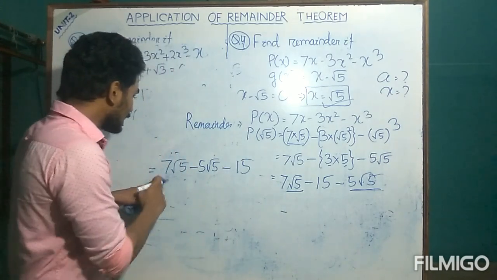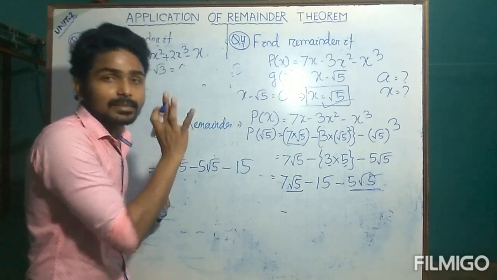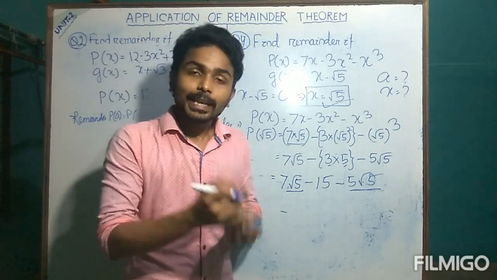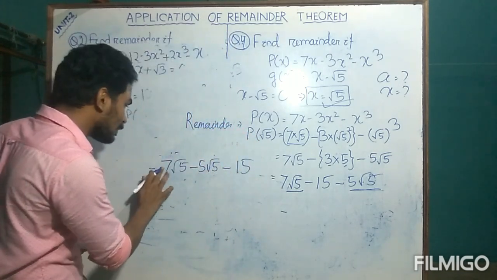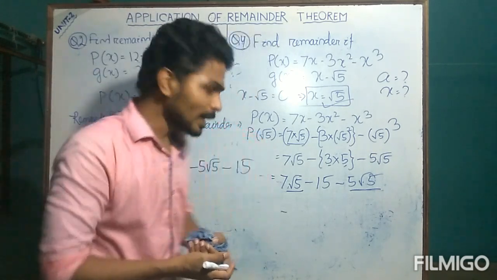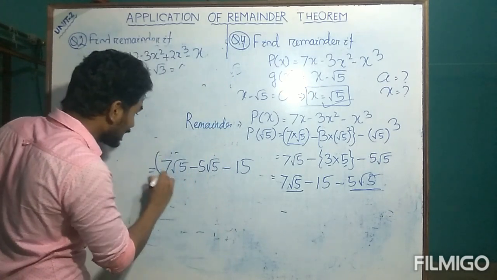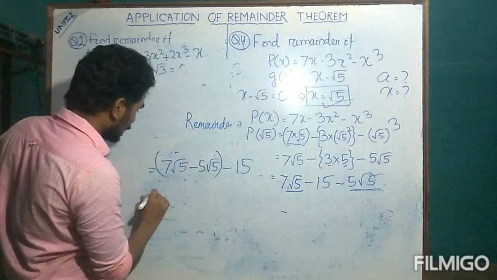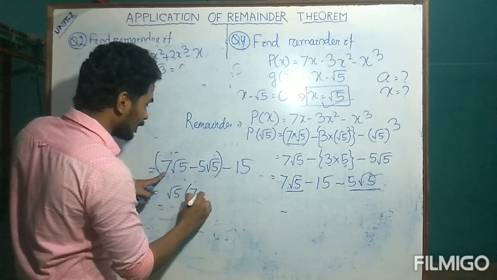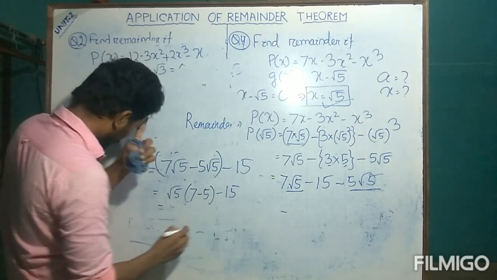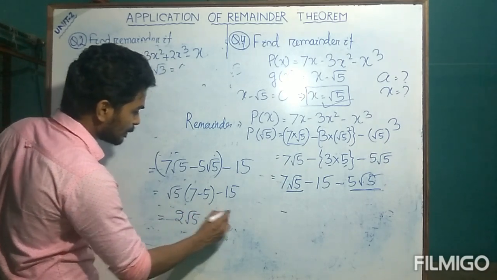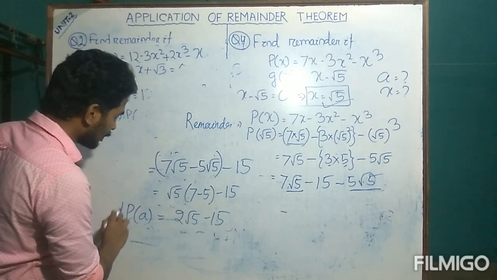You can see one thing, there is no negative sign in front of any first term. No negative sign, so we do not need to take minus as common. If it is minus, then we can take minus as common. Since it has no minus sign, we can simply make this two term bracket. Then root 5 is taken as common from this bracket, and what we have is 7 minus 5 minus 15. So 7 minus 5 is 2, root 5 minus 15, and this is our remainder P of A.